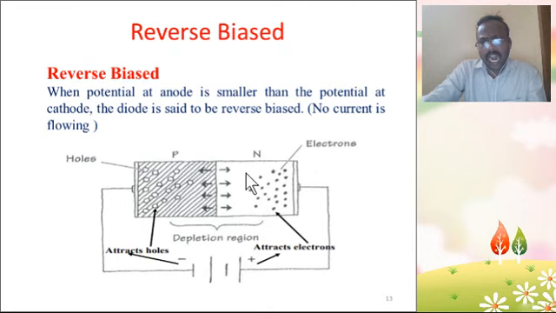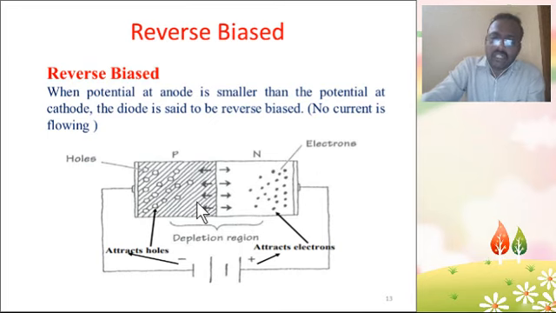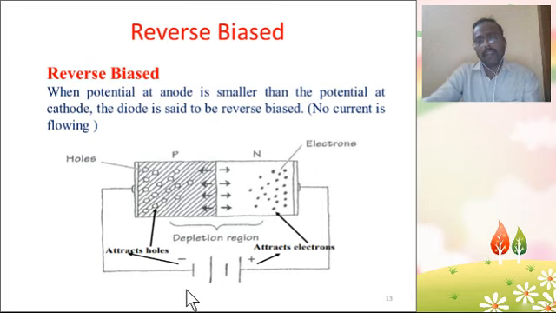These electrons are attracted towards the positive terminal of the battery, and these holes are attracted to the negative terminal of the battery. So the electrons and holes move away from the junction. Due to this, the width of the junction will increase. Once the width of the junction increases, there is no possibility of free electrons flowing from one side to the other, so no current is flowing. When the potential at the anode is smaller than the potential at the cathode, the diode is said to be reverse biased, and no current flows.